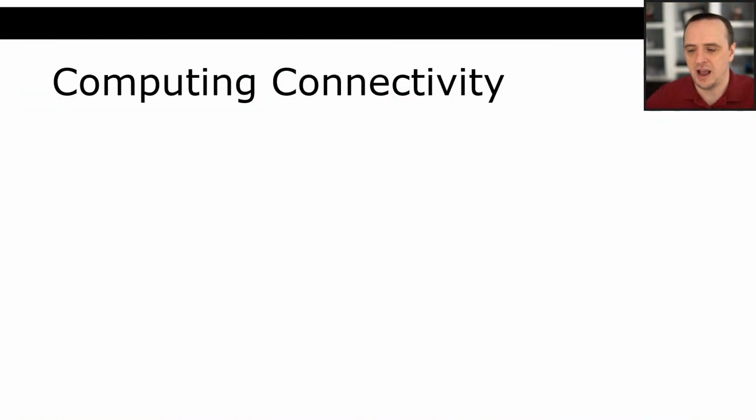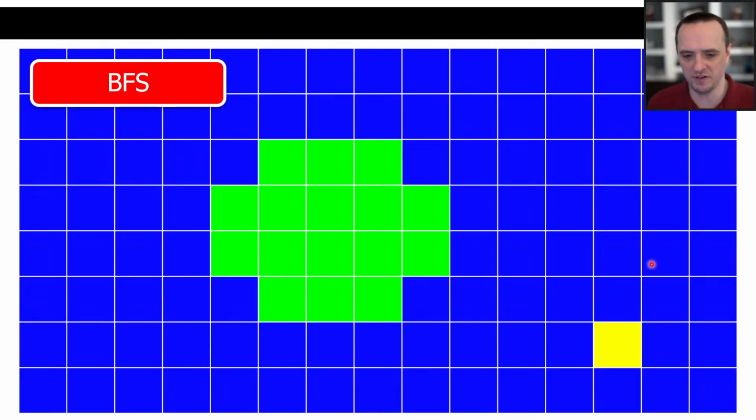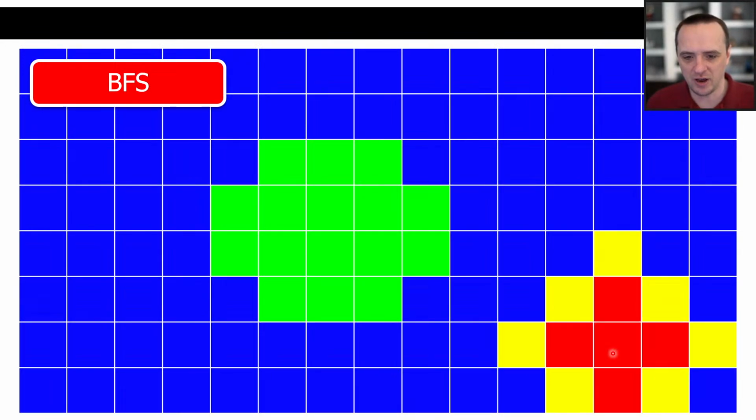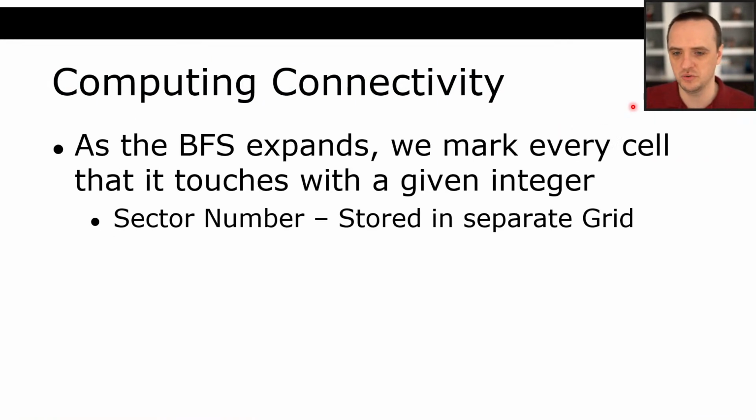So then, how can we compute connectivity? As the breadth first search expands, we essentially are going to mark every cell that it touches and give it an integer. Okay? So if we look at this BFS, as it goes outwards, it essentially touches or expands all of the nodes whose states we're connected to, right? So every time a state is marked as red, we can just say, okay, this is connected to everything else, right? So we saw this in assignment 2 of 3200.